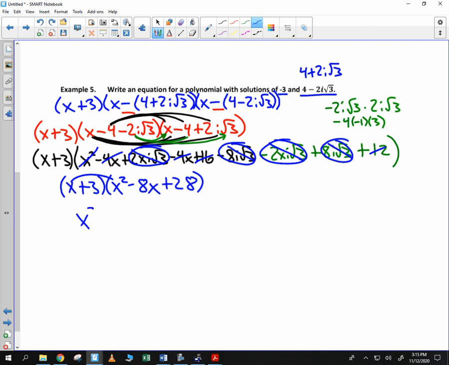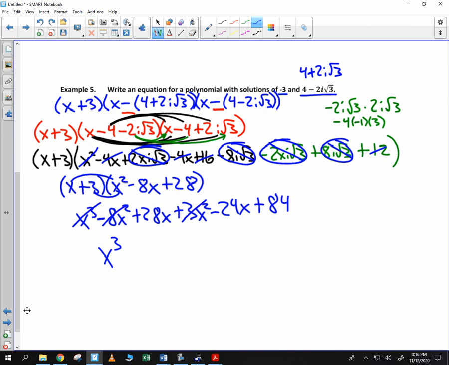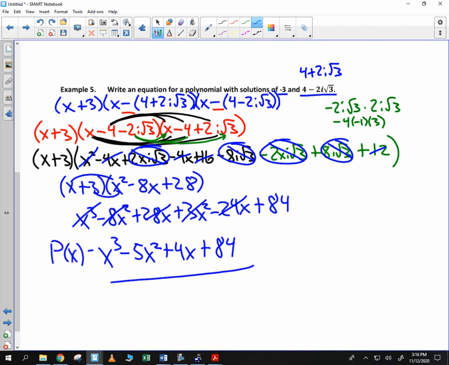X times x squared is x cubed. It'll be a minus 8x squared plus 28x. Move on to my 3x squared minus 24x. And then 3 times 28 is in fact 84. X cubed, gone. Negative 8x squared and 3x squared is negative 5x squared. 28x and negative 24x is 4x. And then 84. That is your polynomial. That has solutions of negative 3 and 4 minus 2i roots of 3.